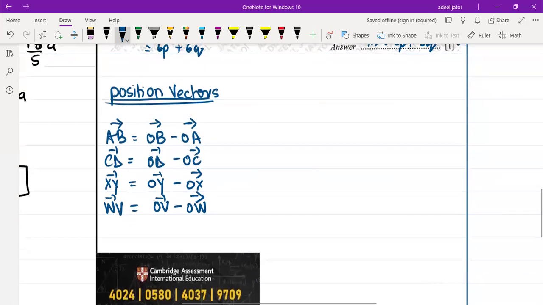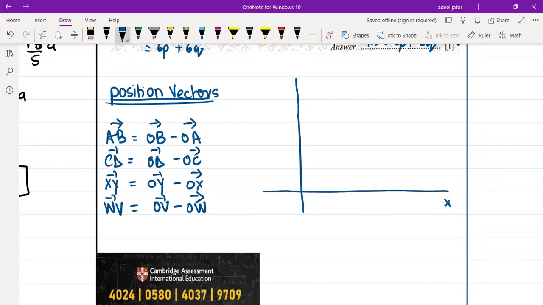But let's just work upon the concept of this. Let's say I have been given X and Y. This is your A and say this is your B. From the origin, there is a line that gives the vector OA, and there's a line that gives the vector OB.